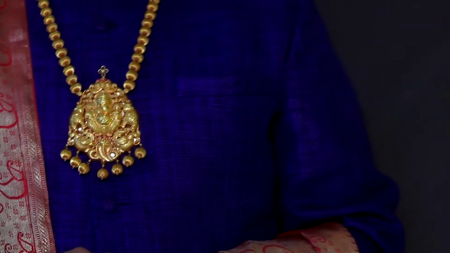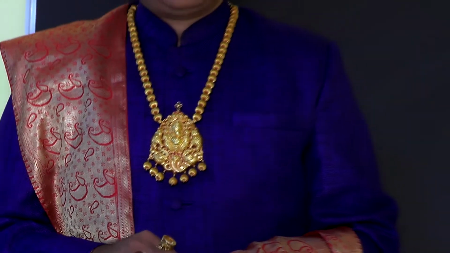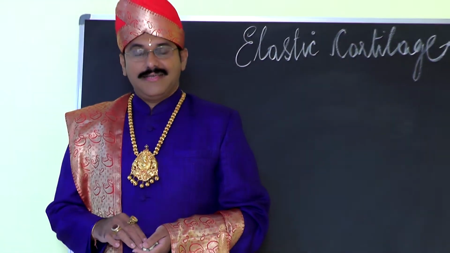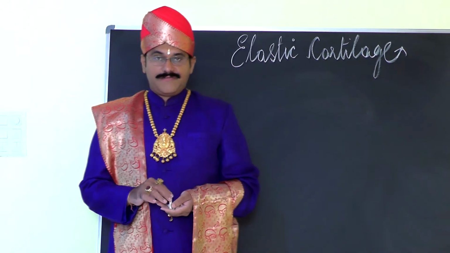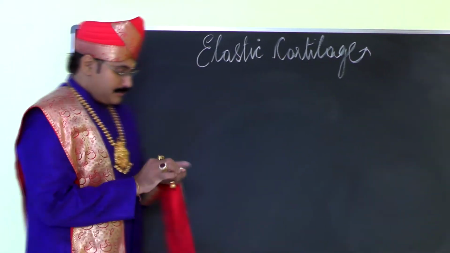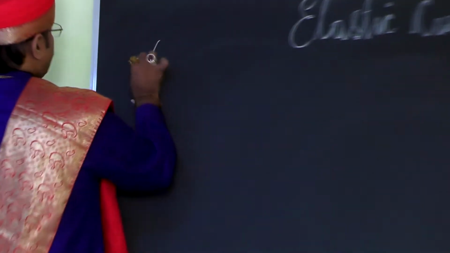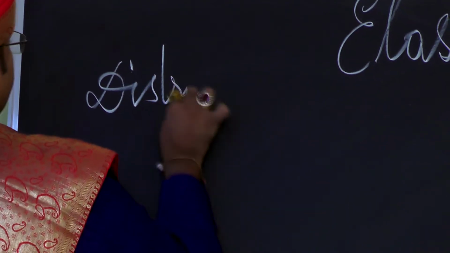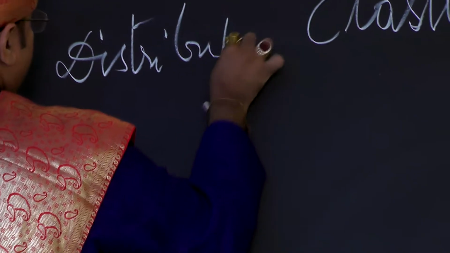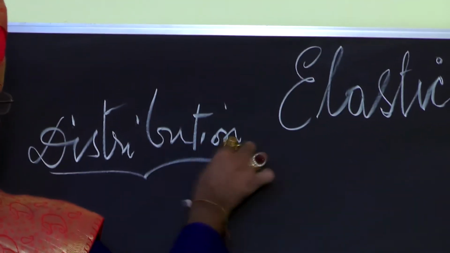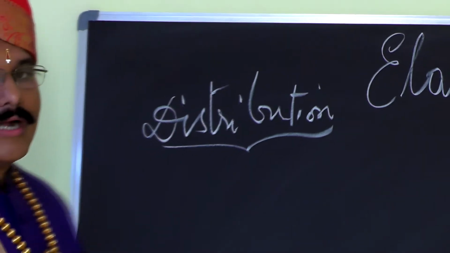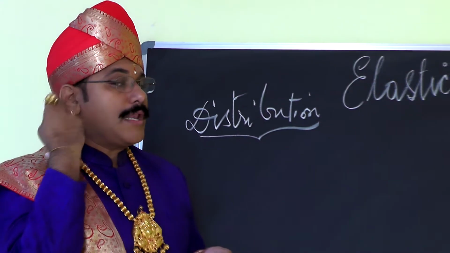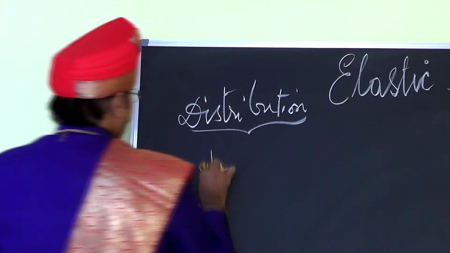Now we are going to learn about the elastic cartilage. Some people even like to call it yellow elastic cartilage. First we will learn the distribution of this yellow elastic cartilage. Coming to its distribution, where all is it present in our body?